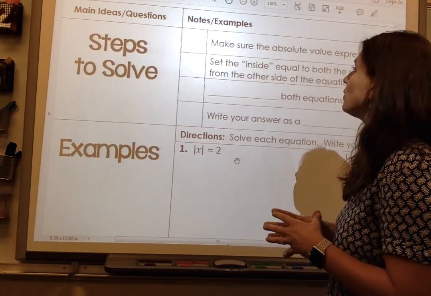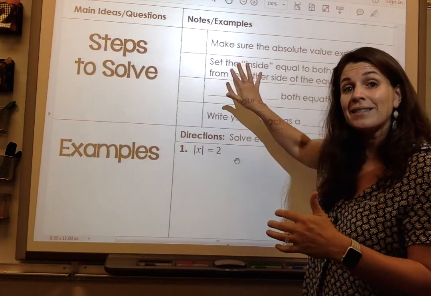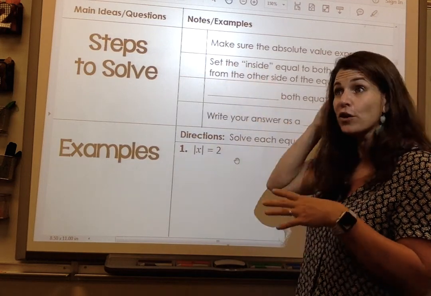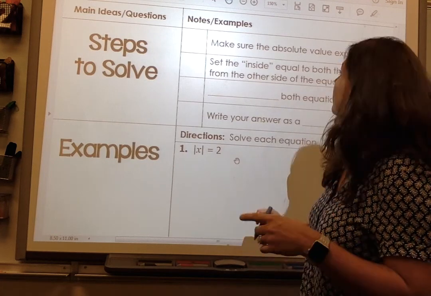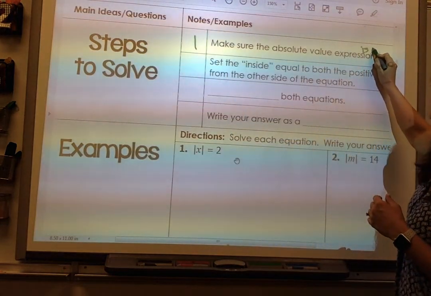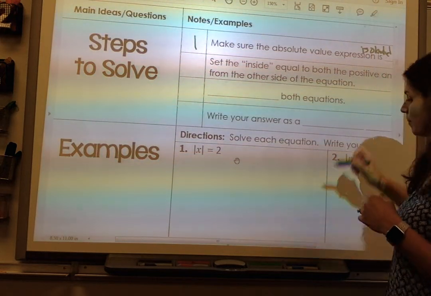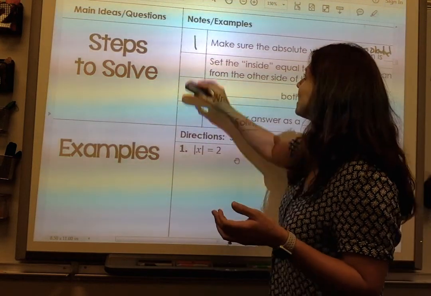So go back up in your notes. And remember, when you're stuck on homework, when you're stuck on examples, I want you looking at these steps. We don't just put them up there for you to ignore them. I really want you using them. So, step 1 is to make sure the absolute value expression is isolated. That's that fill in the blank. Make sure it's isolated. Well, what does that even mean? What does isolated mean?